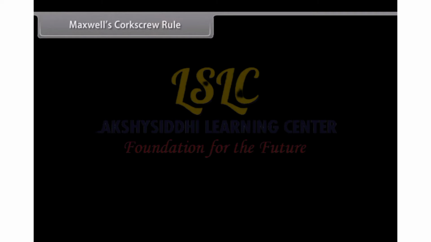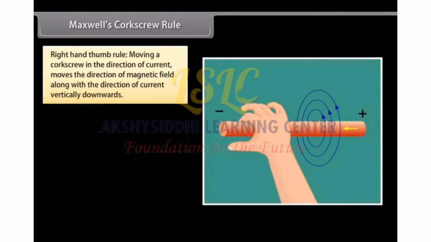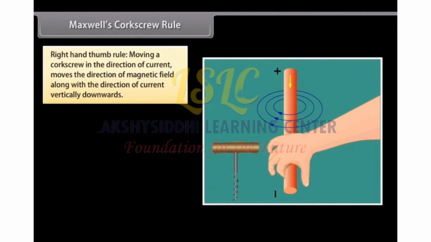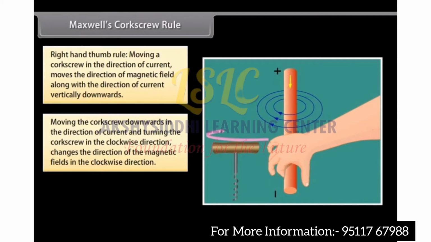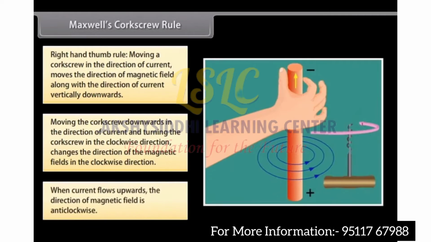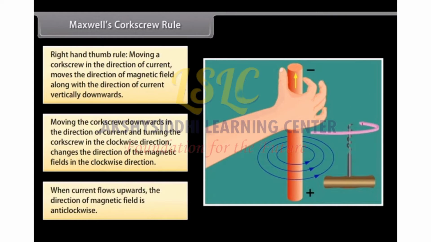Maxwell's Corkscrew Rule. Maxwell's Corkscrew Rule, also known as the right-hand thumb rule, defines that moving a corkscrew in the direction of current moves the direction of magnetic field along with the direction of current vertically downwards. If we move the corkscrew downwards in the direction of current and the handle of the corkscrew is turned in the clockwise direction, then the direction of the magnetic field is in the clockwise direction. So, when current flows upwards, the direction of magnetic field changes and is anti-clockwise.